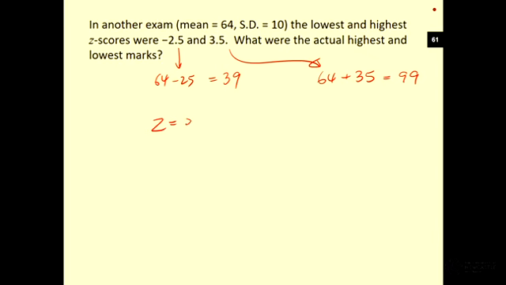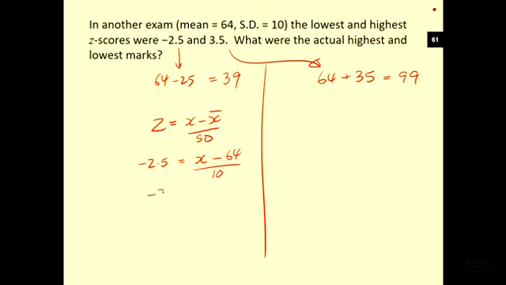Z equals x minus x bar on SD. The Z is minus 2.5 on this side. The x is the score I'm discussing. I'm trying to work out what score would have got that happening. The mean we know is 64, and the standard deviation is 10. So that's subbing in. It needs algebra. Times both sides by 10 becomes minus 25 equals x minus 64. I want the x by itself. Let's add a 64 to both sides.